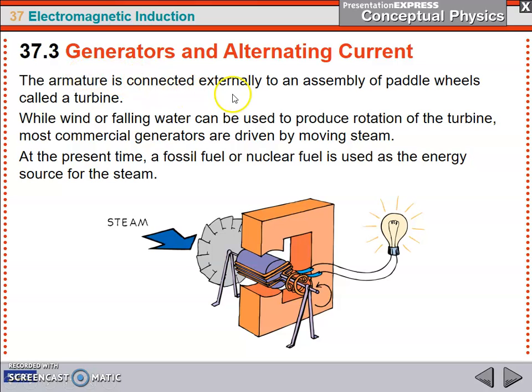The armature is connected externally to an assembly of paddle wheels called a turbine. That's called a turbine. While wind or falling water can be used to produce rotation of the turbine, most commercial generators are driven by moving steam. True. At the present time, a fossil fuel or nuclear fuel is used as the energy source for the steam. Yes.